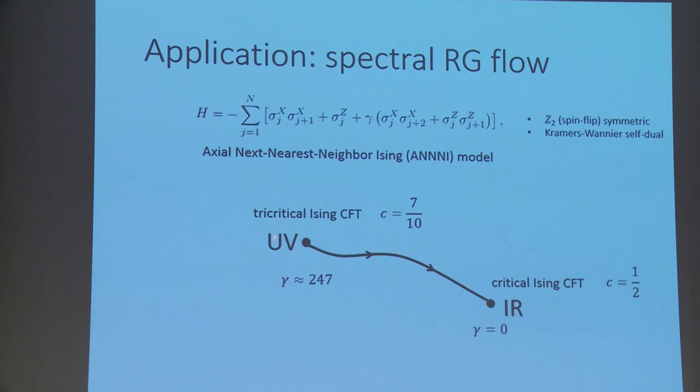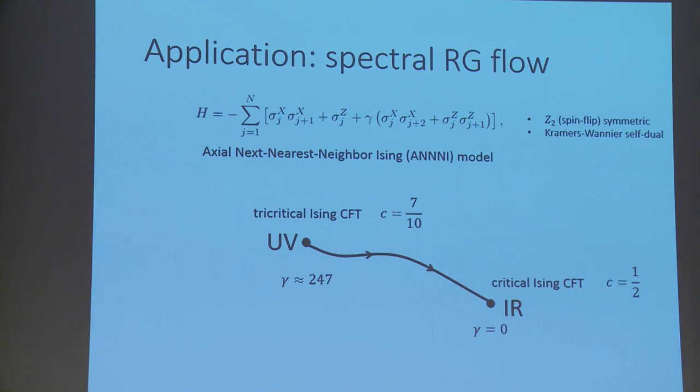I want to play a game where I see something like this. I flow from the UV, I have the tricritical Ising model, some central charge larger than 1/2, flowing down in the IR to a central charge equal to 1/2. But instead of doing the RG thing of having an effective Hamiltonian as I change scale, where I change the couplings and so on, I'm just going to start with a fixed Hamiltonian, and I'm just going to look at different system sizes for the same Hamiltonian.